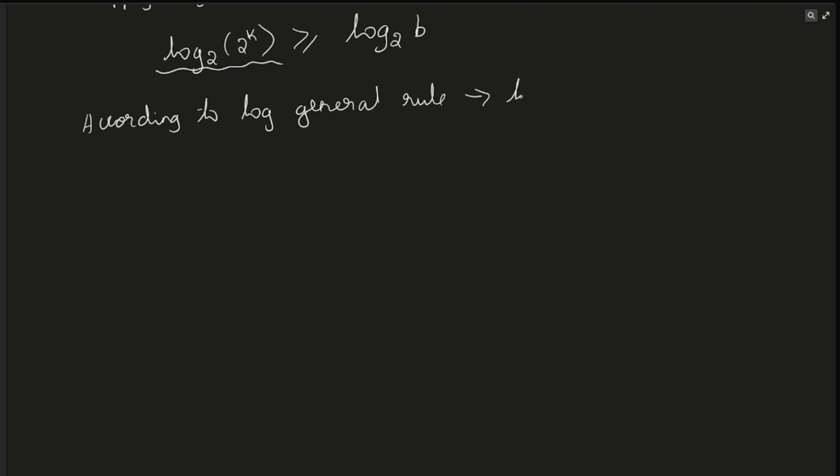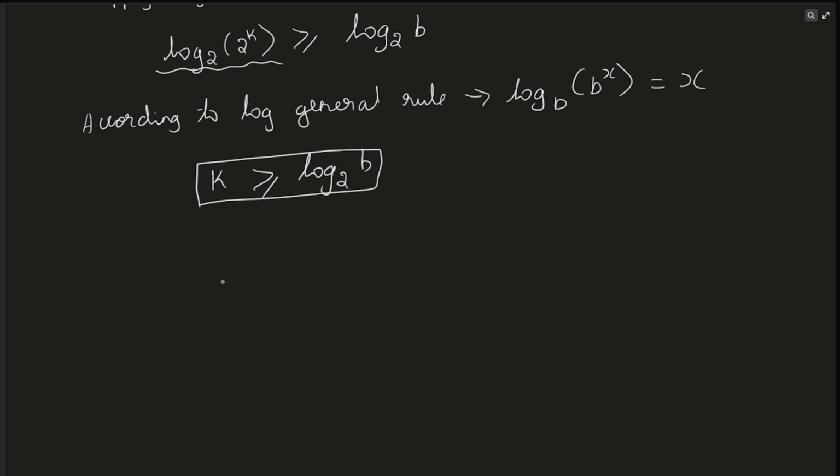We got the value of k, which is nothing but log 2 of b, and after ignoring the constant 2, we'll end up with the time complexity of our while loop, which is nothing but big O of log b, meaning our while loop runs log of b times. I hope this example is clear. Let us move on to our next example.